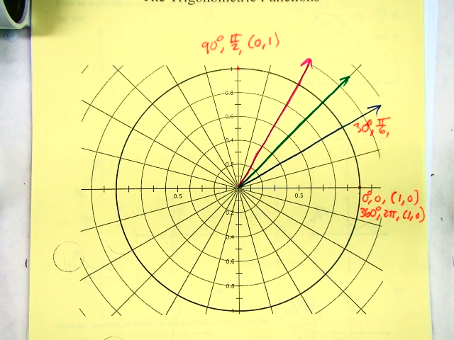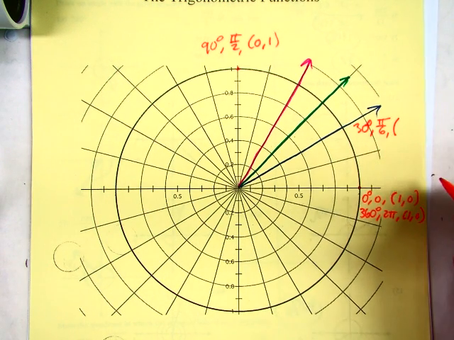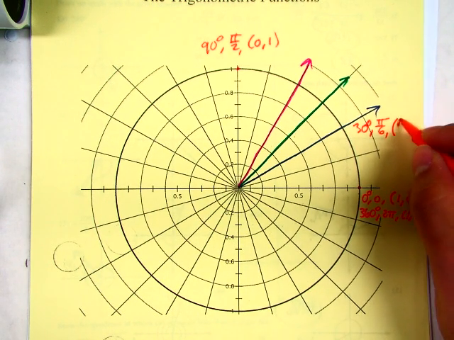Hopefully soon, rather than later. Maybe tomorrow even. You're going to come in tomorrow knowing pi over 6 is 30. 5 pi over 6 is 150. 225 is 5 pi over 4. And things like that. Okay? What were the coordinates? We figured those out already. It was root 3 over 2, 1/2.